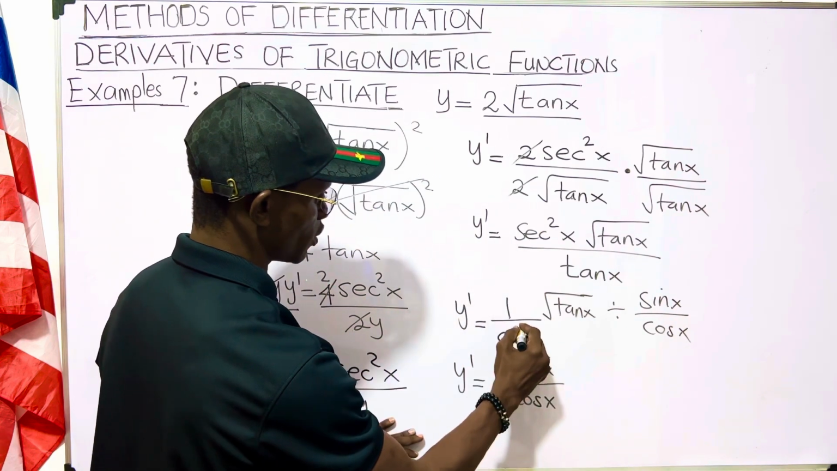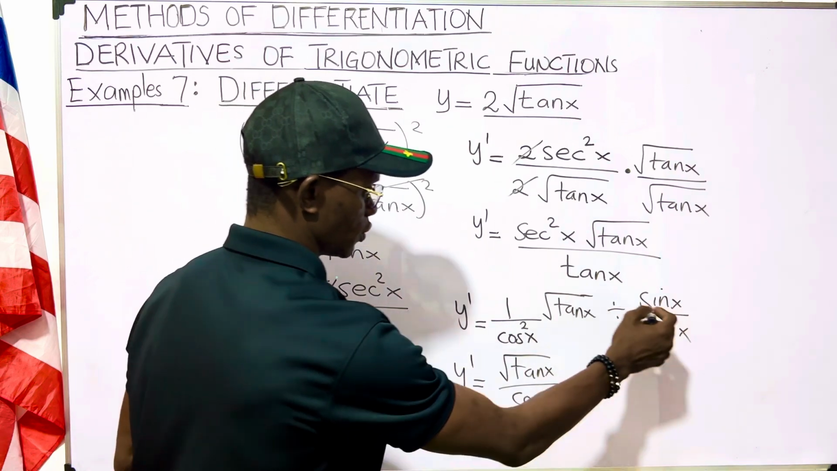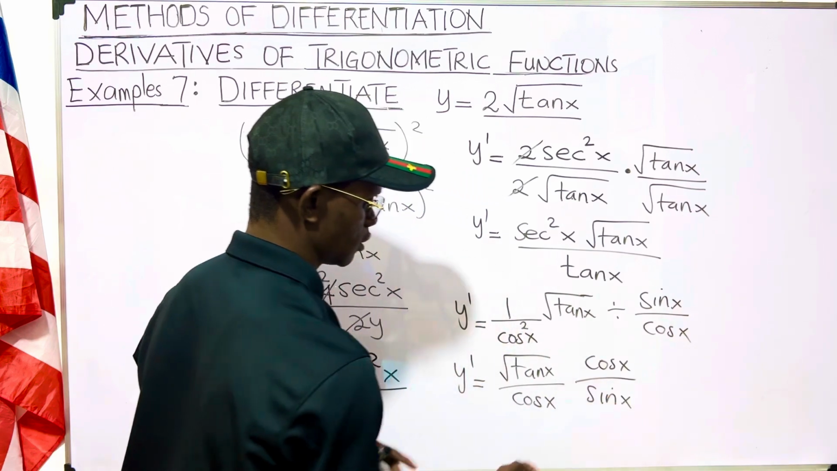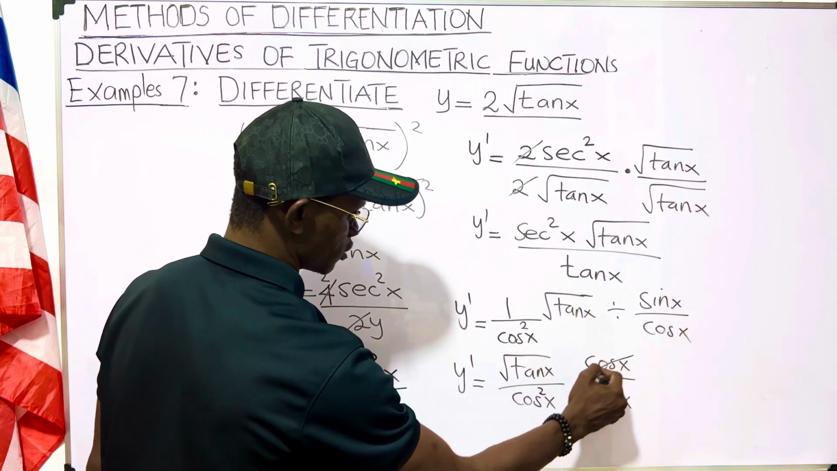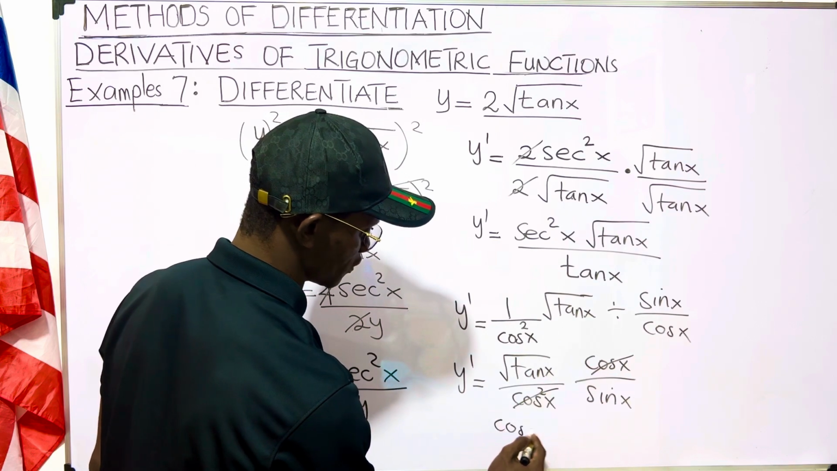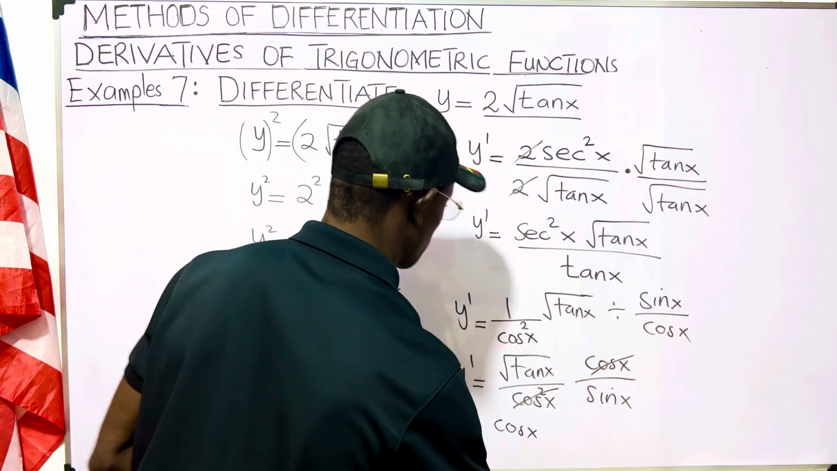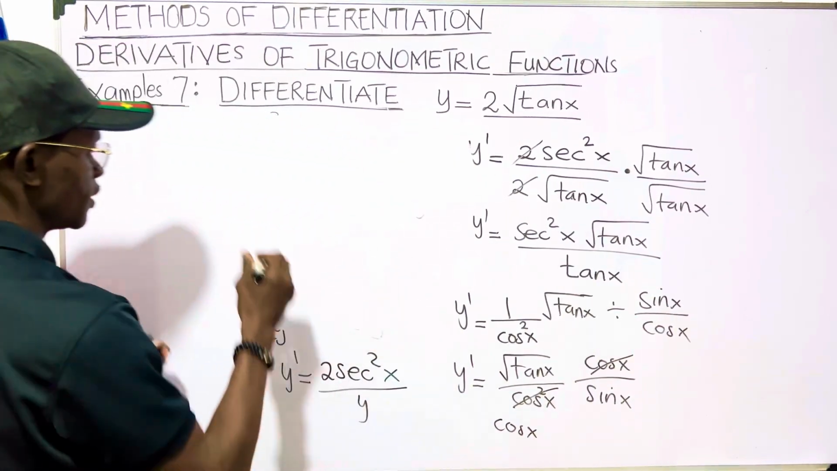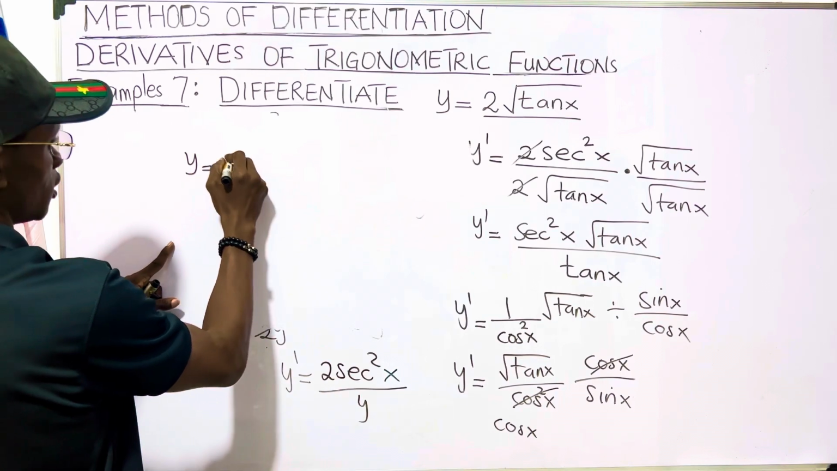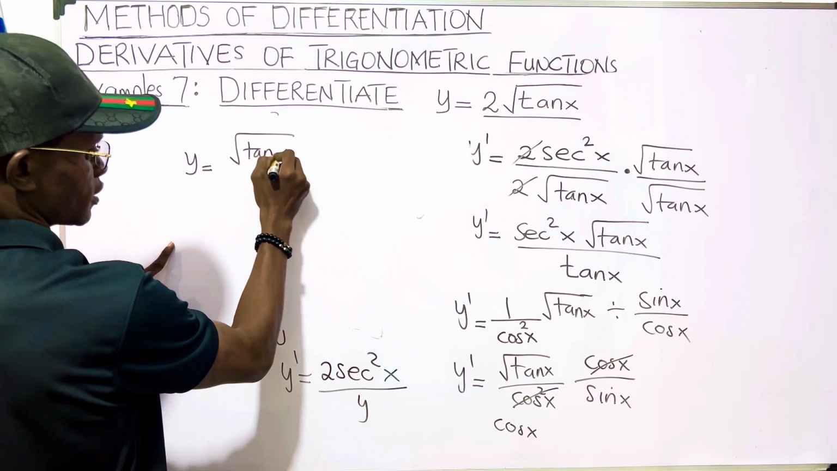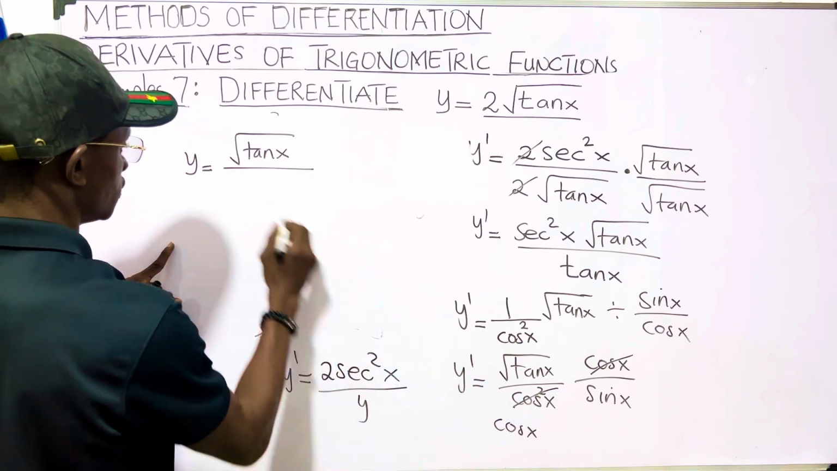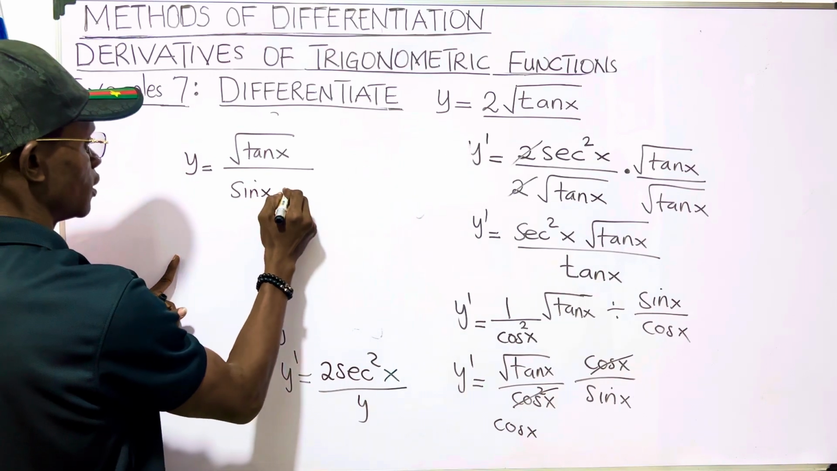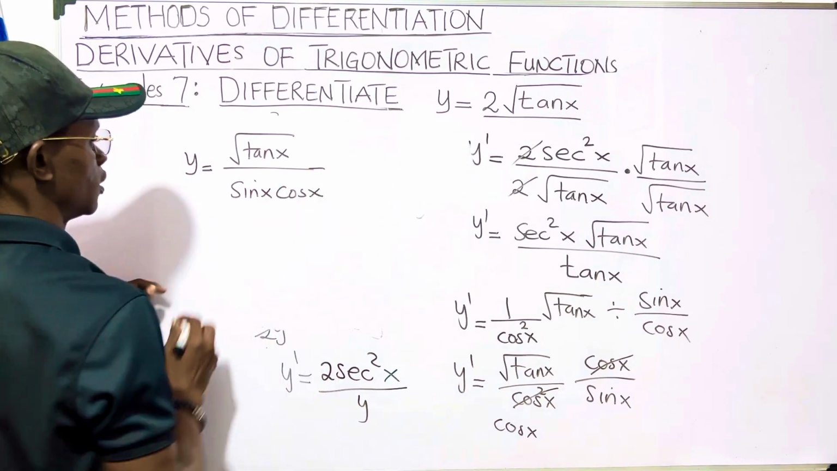Now this secant is squared. So this now gives us cos of x all over sine of x. So what happens? Cos of x will cancel one from here, and we're left with cos of x. So we will be left with y prime equals the square root of tangent of x all over sine of x times cos of x.